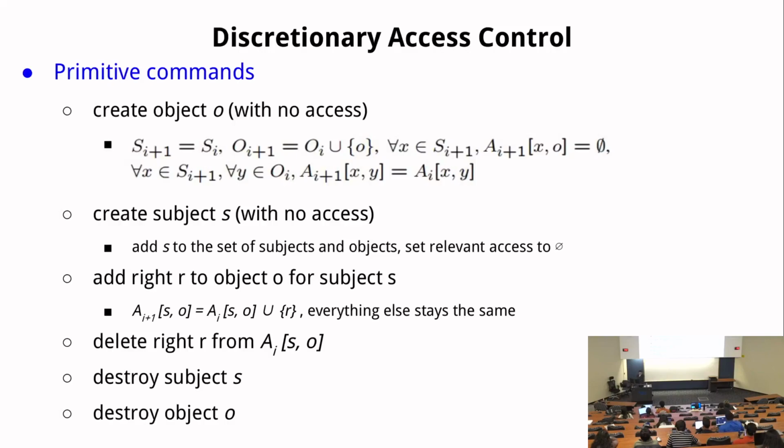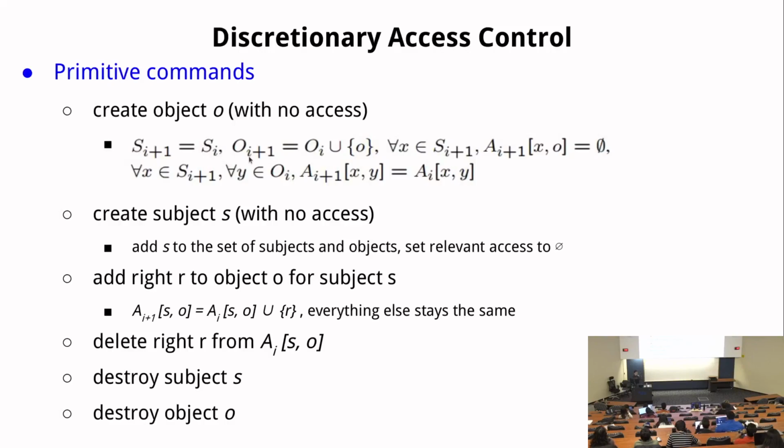Let's say we define some primitive commands here in a DAG model. The first command is create an object, which no one can access. In this case, the subject set is not changed. Previously, the subjects included S_i, all the subjects there. Now we enter a new state, i plus 1. The subjects do not change, so S_(i+1) is just S_i.